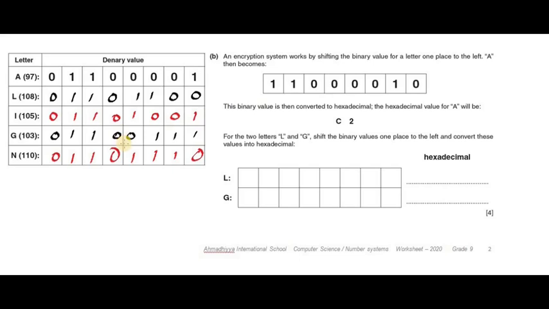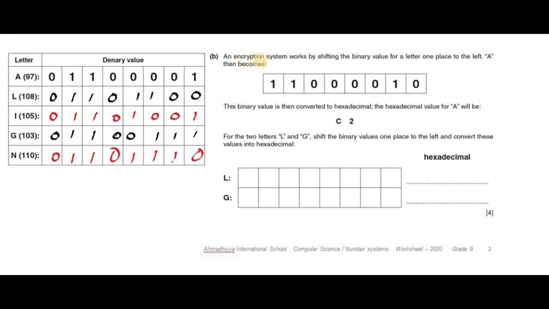An encryption system works by shifting the binary value for a letter one place to the left. A then becomes, so some value is given actually in the binary table, right? So here a term is the encryption. What is meant by encryption is that the data or information will be scrambled, that is, in an unreadable form. In a later session you will be learning in detail about this encryption.